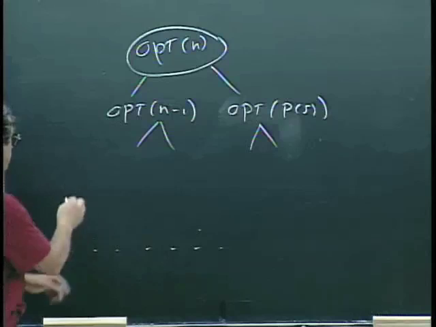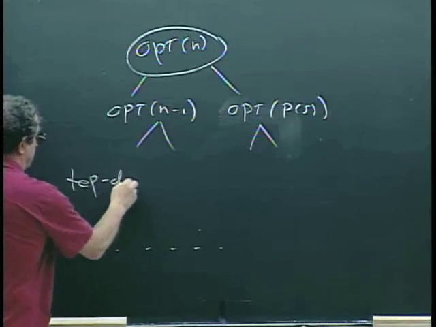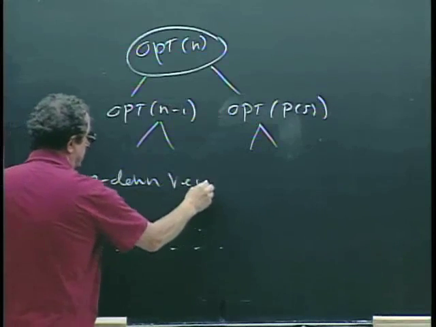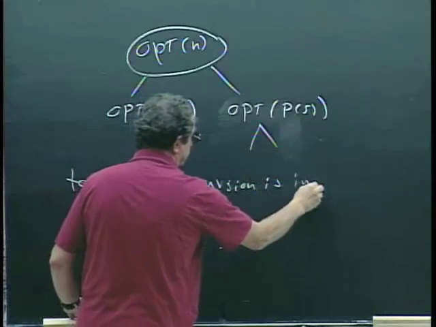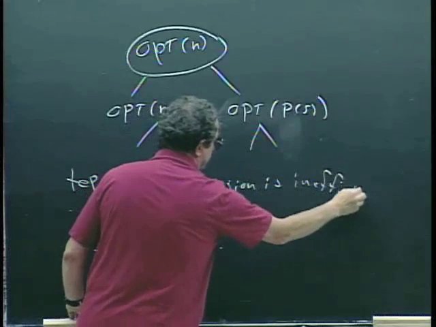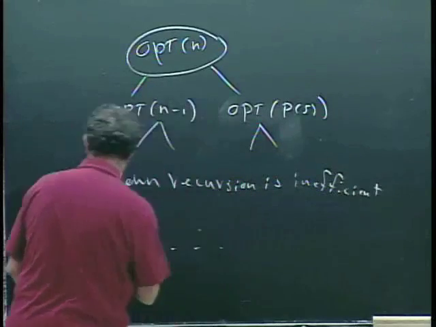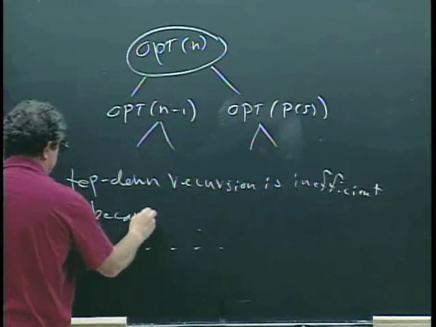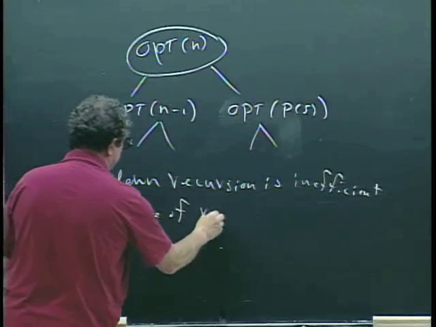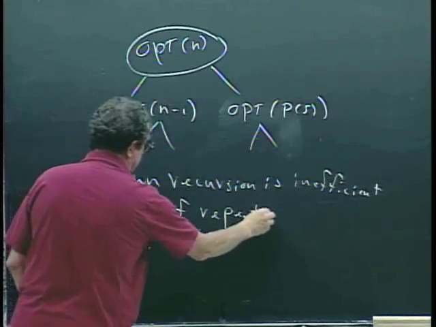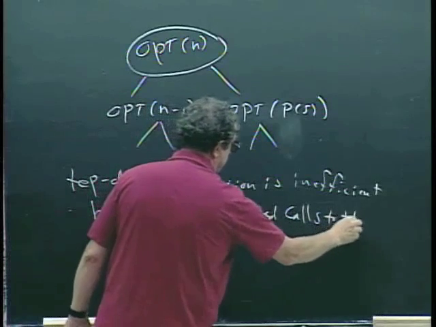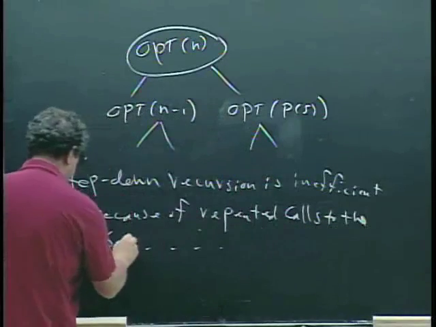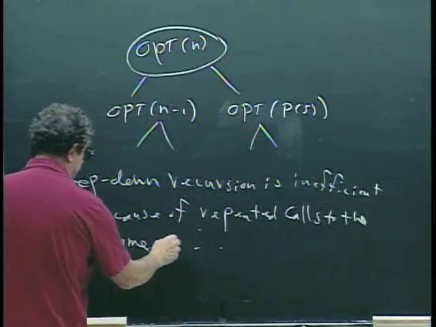So top-down recursion is inefficient, and it's because of repeated calls to the same subproblems. The same subproblem.